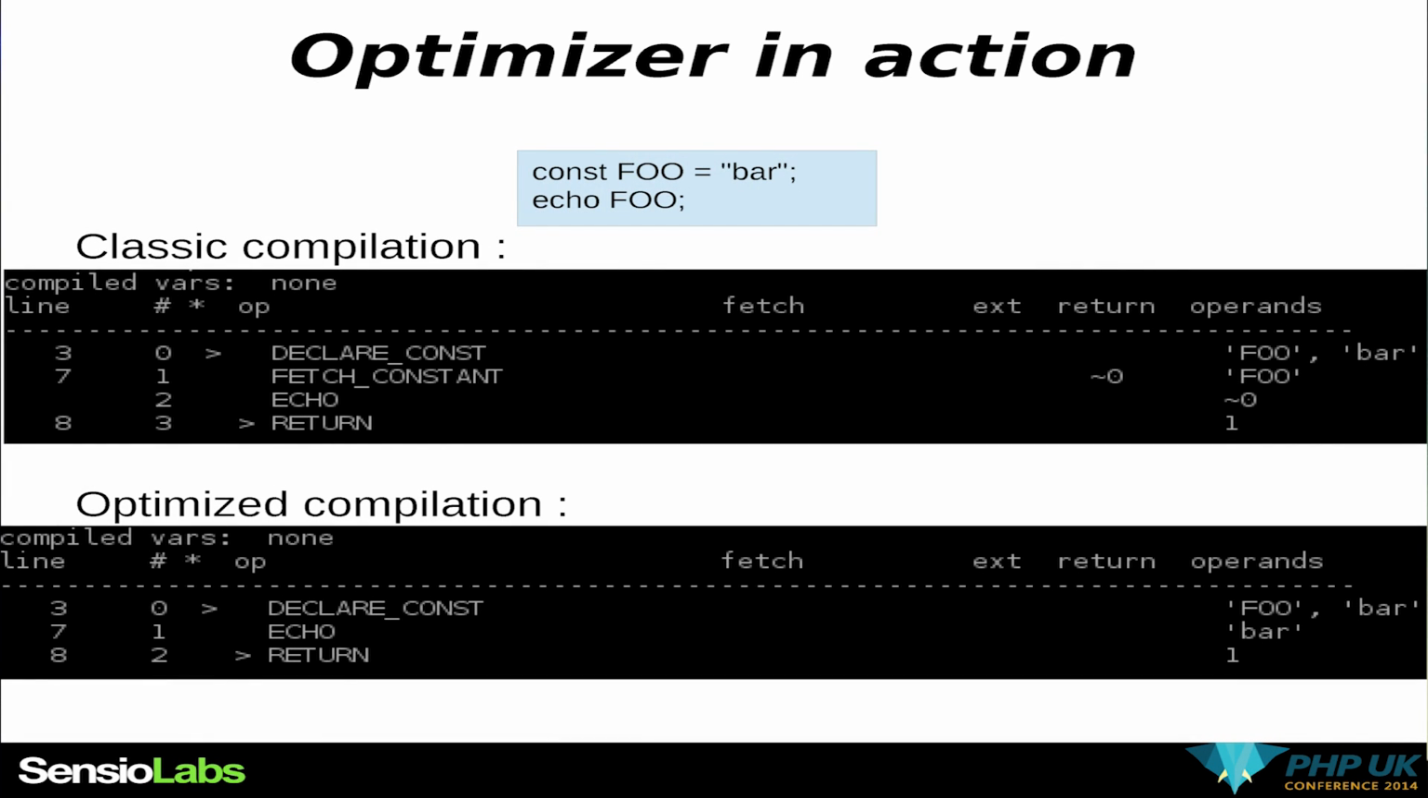This one as well is a classical one, which is called compile time constant substitution. You declare a constant, okay, const foo equals the string bar, and then you echo the constant foo.